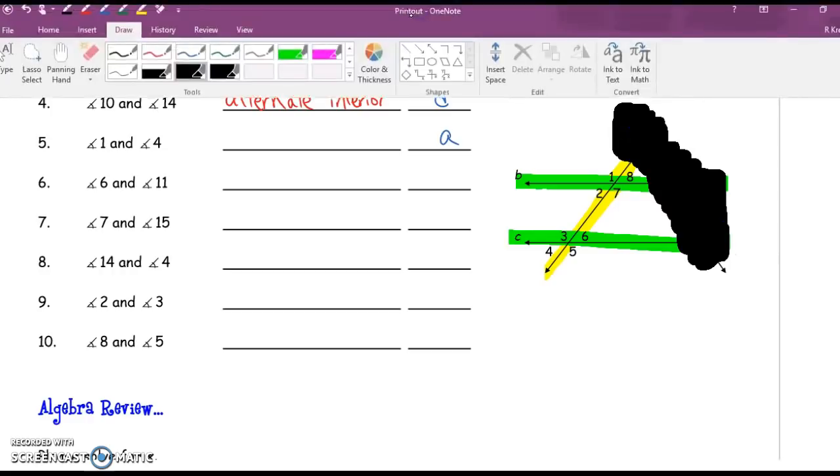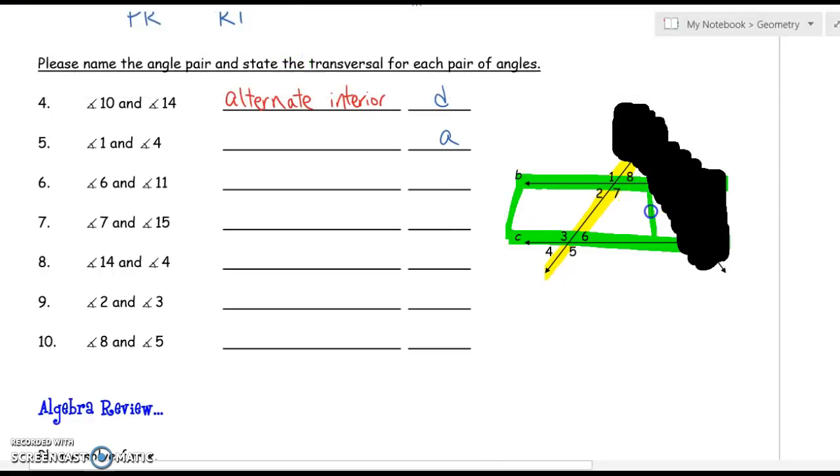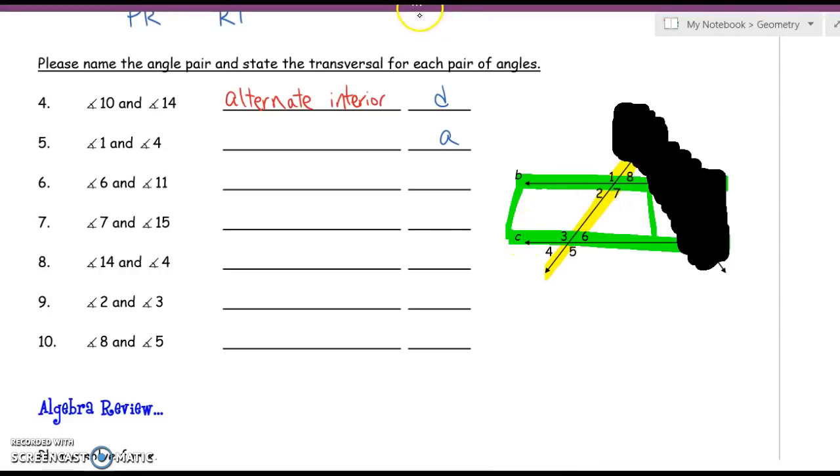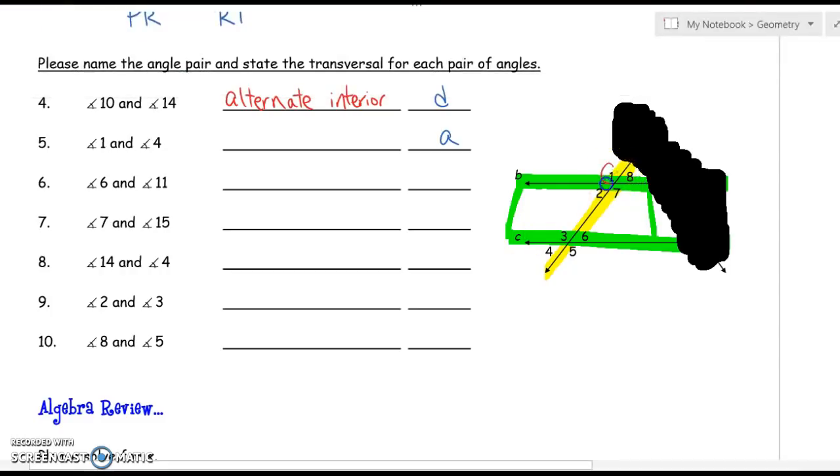And then we're going to create kind of a box. Anything inside the box is interior. Anything outside the box is exterior. We're focusing on angle 1 and angle 4. Angle 1 is outside the box and angle 4 is outside the box. So that means we're dealing with exterior angles. It's either same side or alternate. Since they are both on the left side of my transversal, remember the yellow line is my transversal, they're both on the same side, so they're going to be same side exterior angles. Okay, so that's going to be important to know.